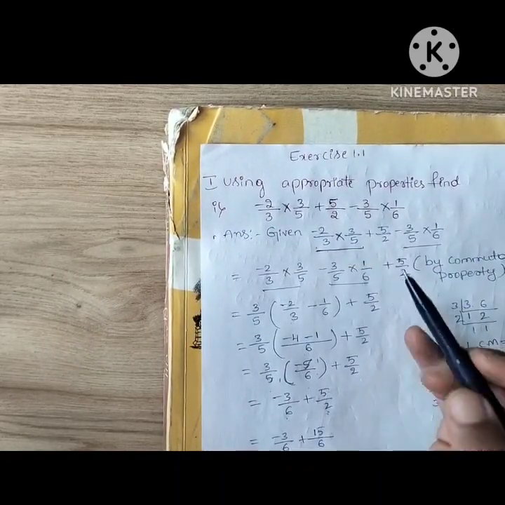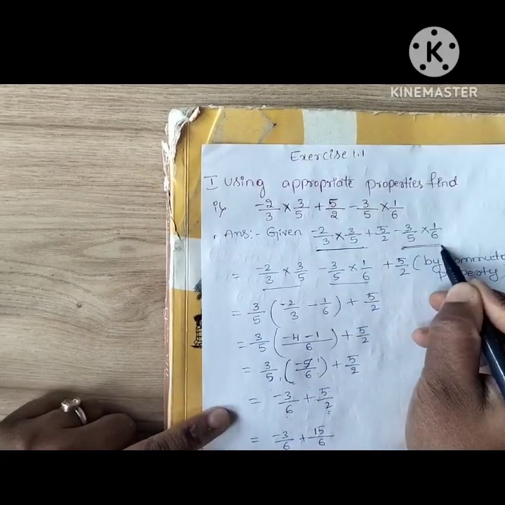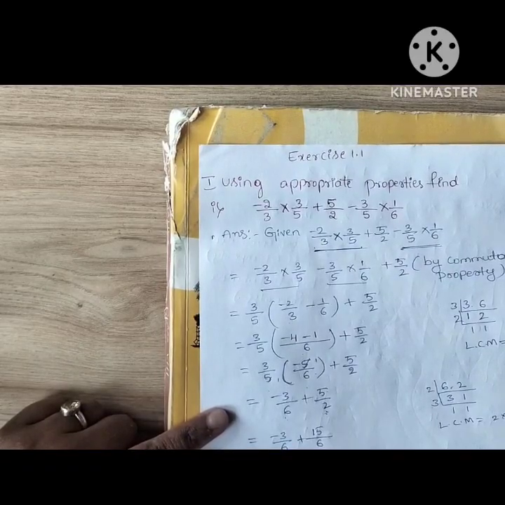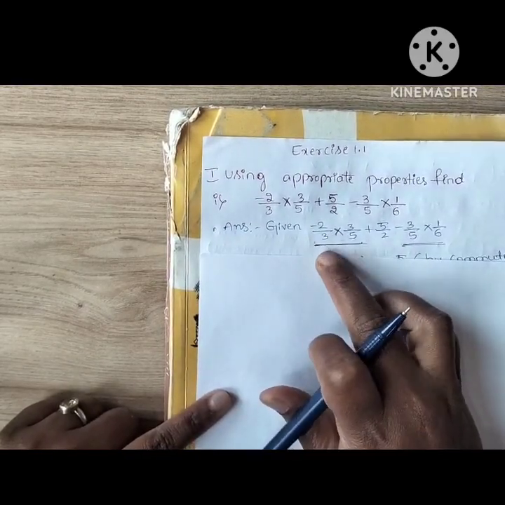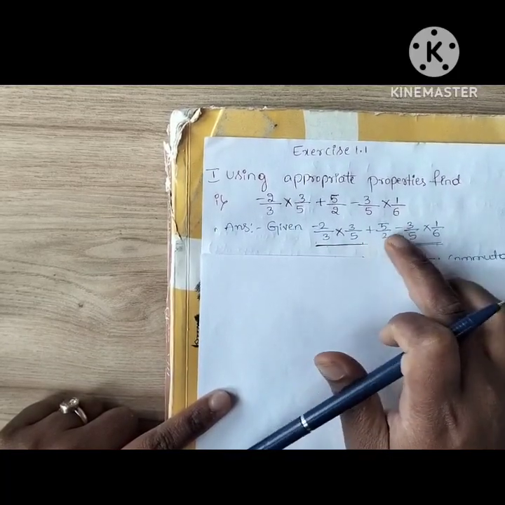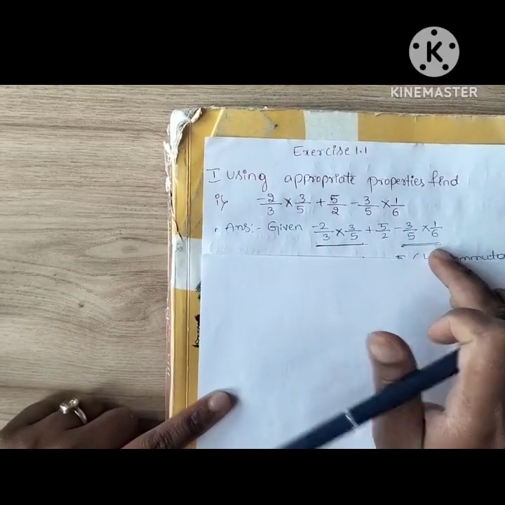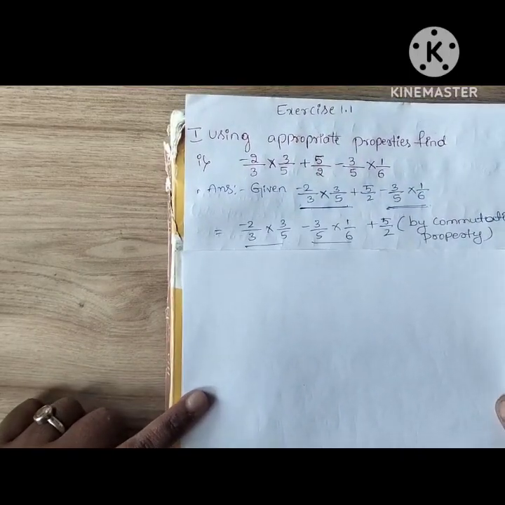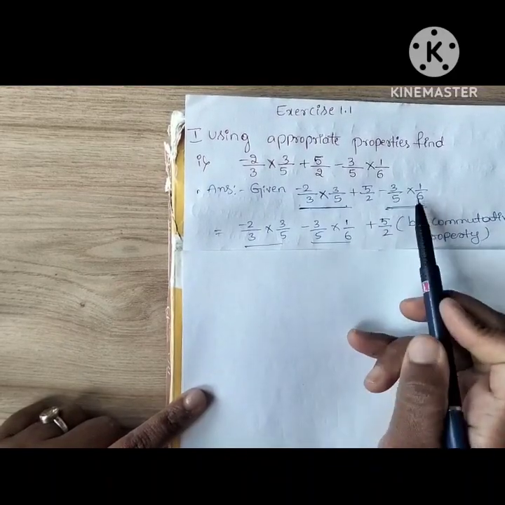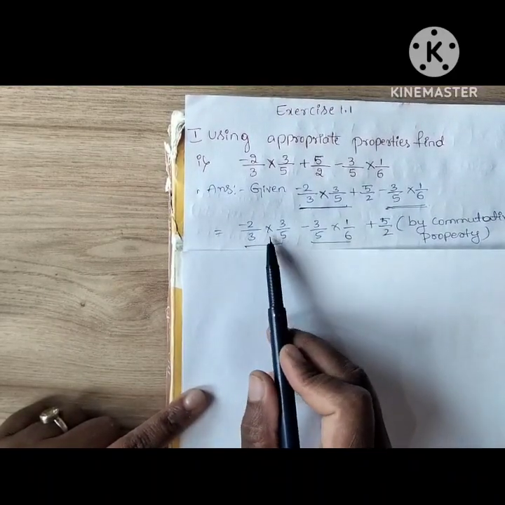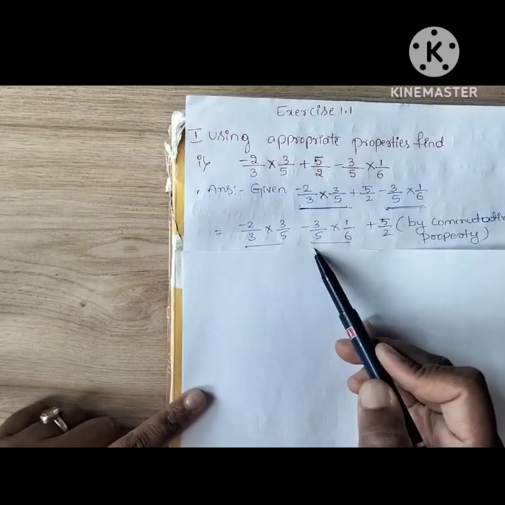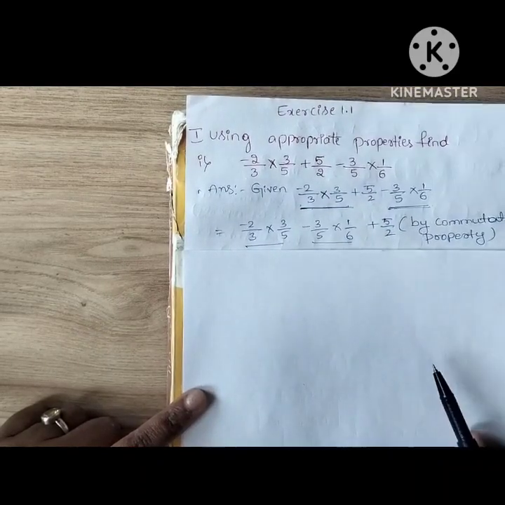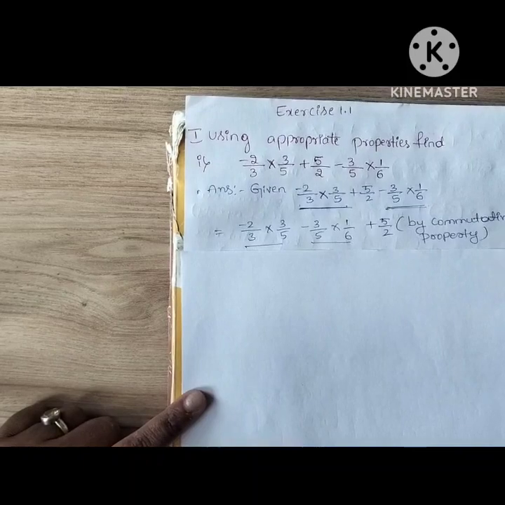In the given problem, I am going to group here minus 2 by 3 into 3 by 5 plus 5 by 2 minus 3 by 5 into 1 by 6. So this is one group and this is second group. In the next step, I have written these two fractions on one side. Minus 2 by 3 into 3 by 5, this minus 3 by 5 into 1 by 6, again plus 5 by 2. Write it as same. This is by using commutative property.